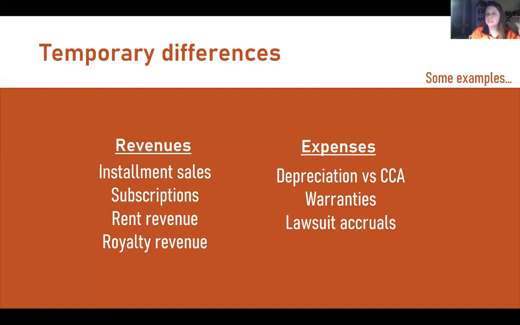Lawsuit accruals, kind of the same thing as warranties, is you're setting up an expense for the amount that you think that you're going to pay in future years for that lawsuit, but you're not actually paying it. Tax wants you to remove that provision that you've set up, and you're only going to deduct your lawsuit expenses when you're actually going to pay them.